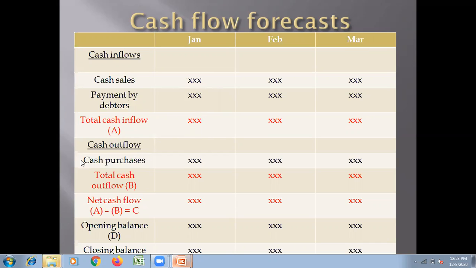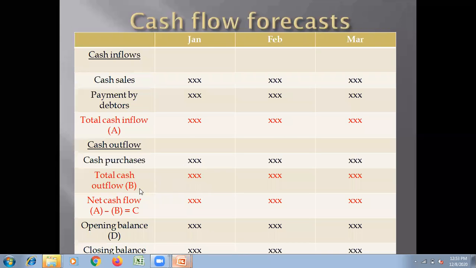Now, you will go for cash outflow, right? I have used only one cash outflow, that is cash purchases. See, I have not written purchases, I have written cash purchases, right? Similarly, I have written cash sales. Now, cash purchases you will record under cash outflow. Let's say there is only one, or there can be more as well. So you will add all the cash outflows together and you will get total cash outflow. I have used the letter B for it, and A for total cash inflow, right?